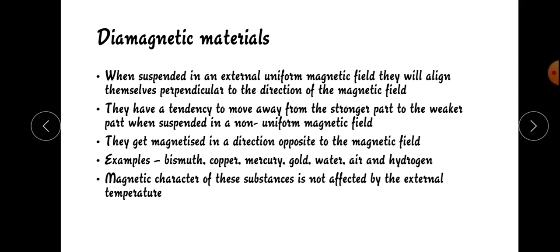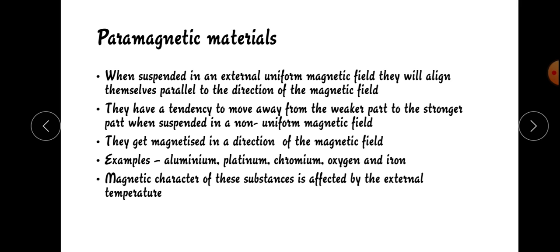Next, let's see about paramagnetic materials. When suspended in an external uniform magnetic field, they will align themselves parallel to the direction of the magnetic field. In diamagnetic materials, they align perpendicular to the direction of the magnetic field, and in paramagnetic materials, they align parallel to it.